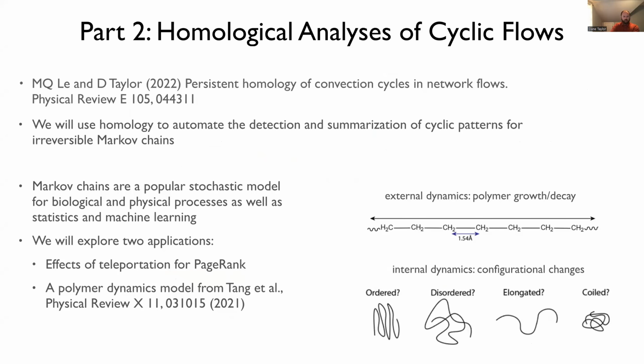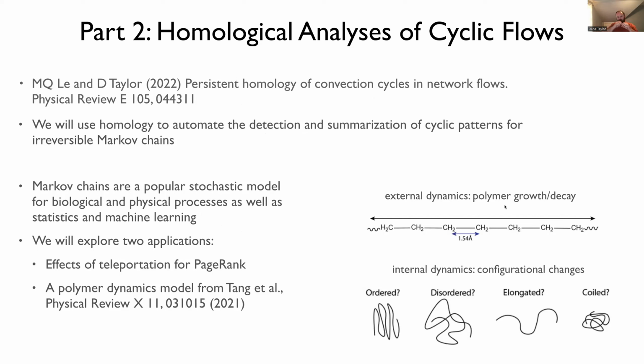Okay, so now we're switching gears a little bit. I'll be talking about the use of persistent homology to study convection cycles with network flows. So here we will use homology to automate the detection and summarization of cyclic patterns for irreversible Markov chains. So Markov chains are used in many applications, developing stochastic models of them in biology and physics. And I'll look at a physical model later where we're looking at polymer growth.